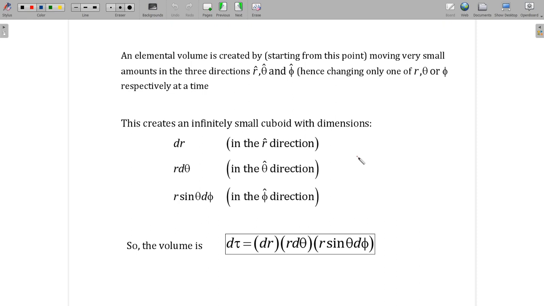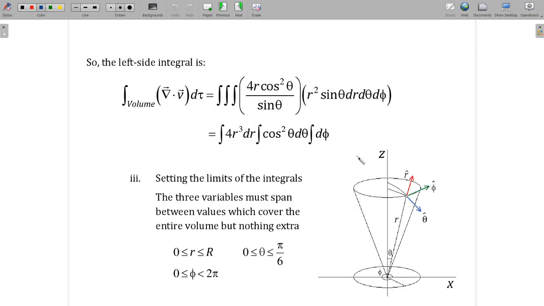Now we are going to start from this point where we already have the elemental volume and we are ready to calculate the volume integral. We had already obtained the value of the divergence in the first part, and this is the divergence: 4r cos square theta by sine theta. The divergence of a vector field is a scalar field. It's just one quantity which depends on r, theta and phi. In this case it's independent of phi.